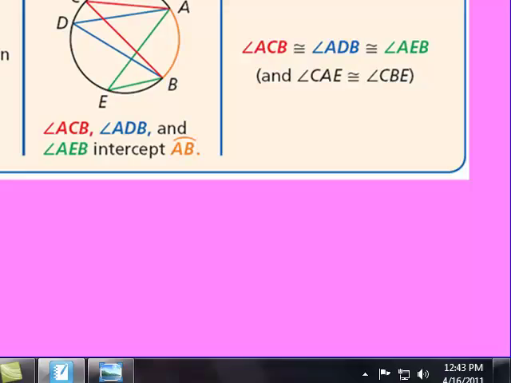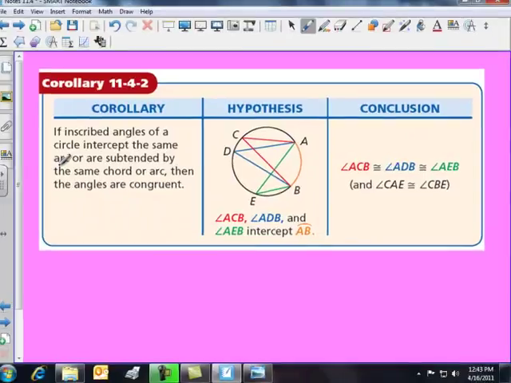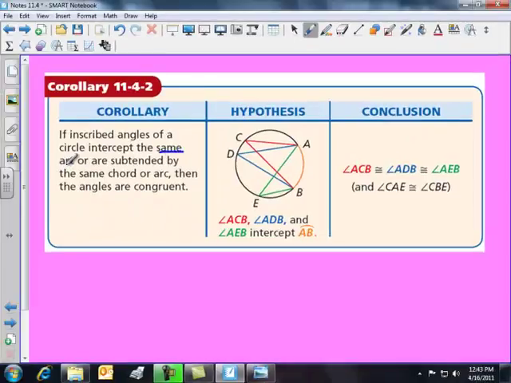So another corollary that goes along with inscribed angles is that if we have inscribed angles of a circle that intercept the same arc, all right, the same arc. So you've got a couple of different inscribed angles, but they're actually intercepting the same arc, or are subtended by the same chord or arc. Then the angles are congruent. Let me point out what that's saying here.